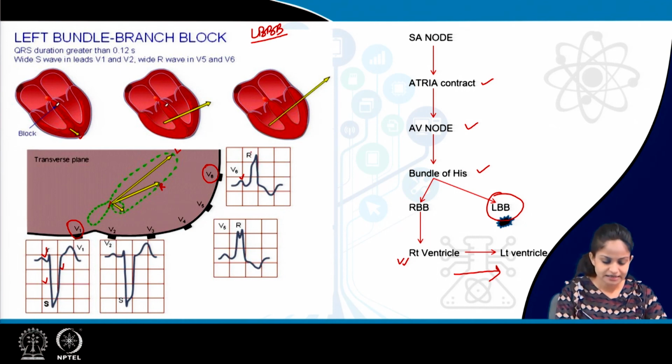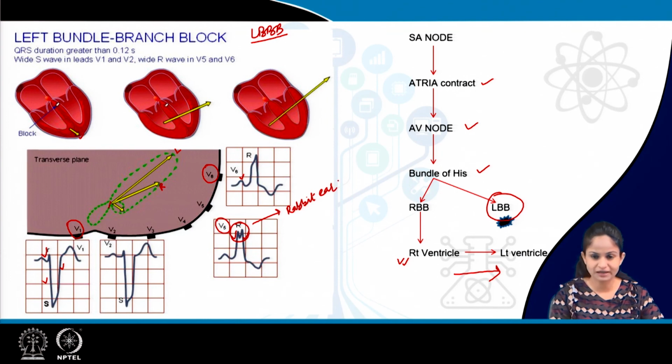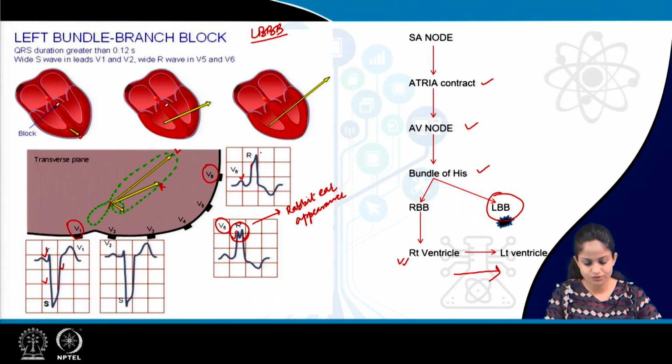In case of V6, actually if we see V5 it will be better, because this is the deflection of the right ventricle and this wave is the deflection of the left ventricle. So, we get this rabbit ear or bunny ear appearance in V5 or V6. Here it is not present because it is merged, but usually we get the rabbit ear appearance in left bundle branch block. And obviously the QRS duration is more than 0.12 seconds.